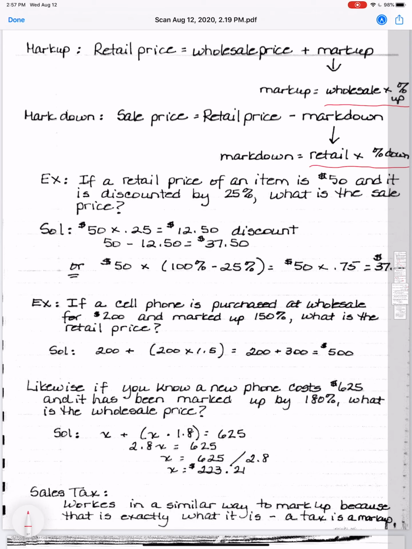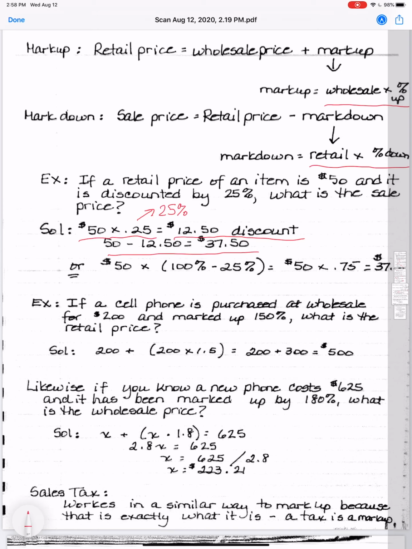So if the retail price of an item is $50 and it is discounted by 25%, what is the sale price? Well, we would work that by taking $50 times 25%. Remember, 25% is the same thing as 0.25. And that is a $12.50 discount. But that's just your discount. That is not your sales price. So the sales price will be $50 minus the discount, which is $37.50.